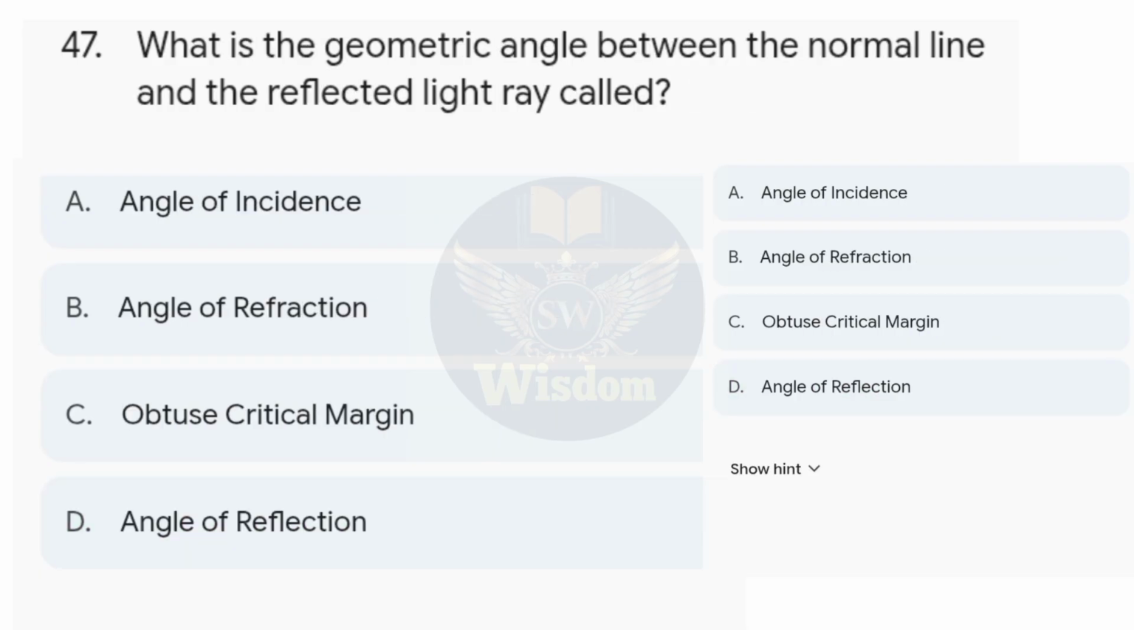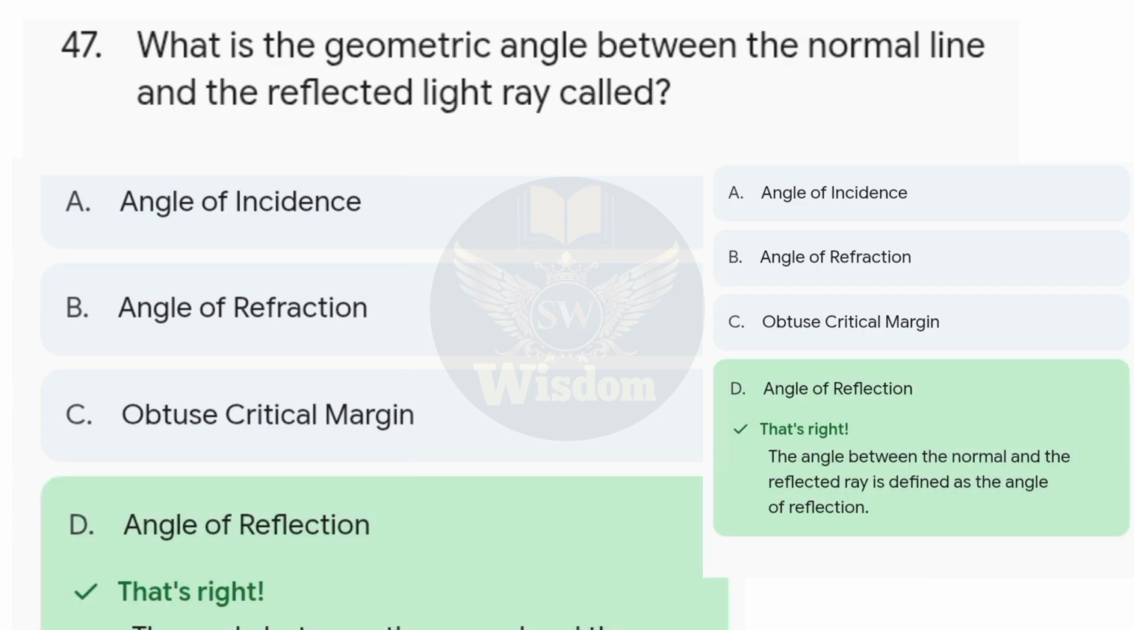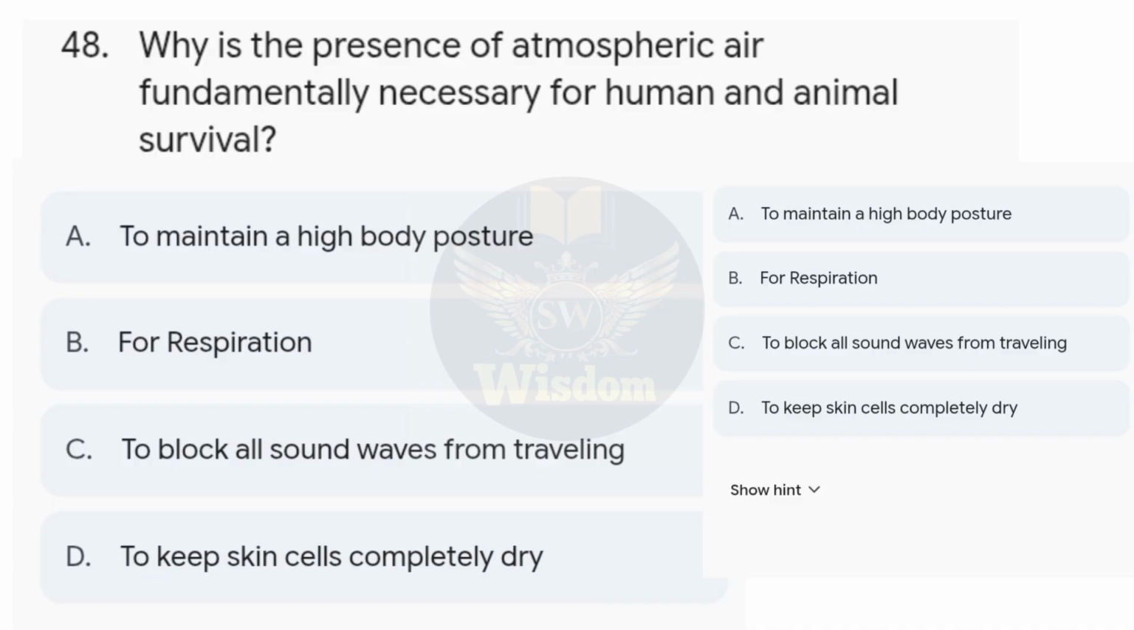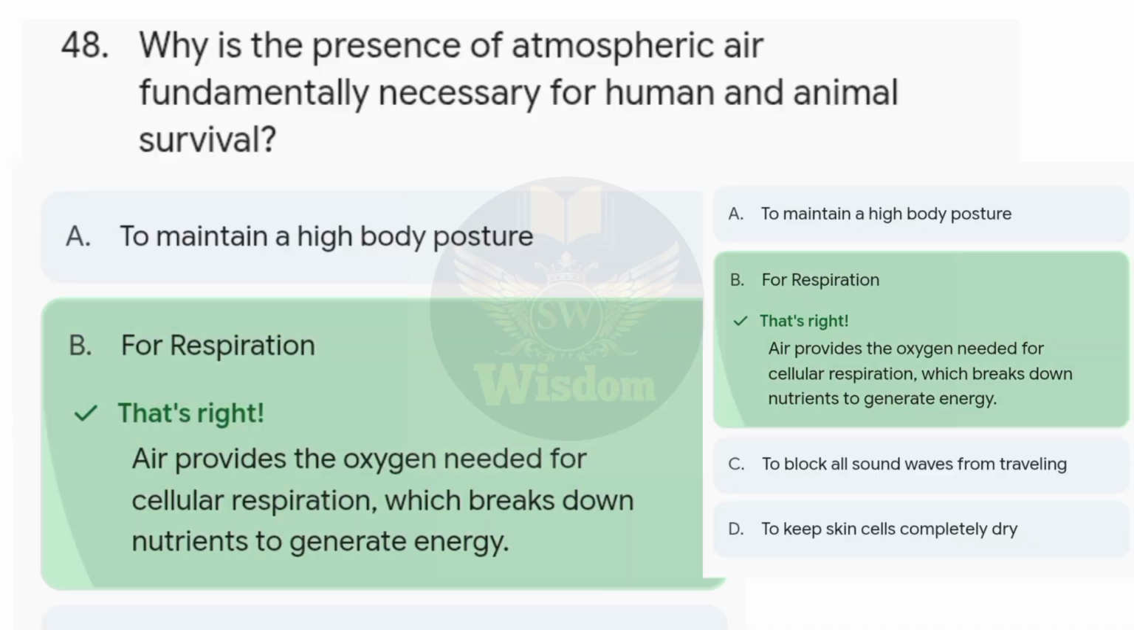Next question. What is the geometric angle between the normal line and the reflected light ray called? The correct answer is option D, angle of reflection. Next question. Why is the presence of atmospheric air fundamentally necessary for human and animal survival? The correct answer is option B, for respiration.